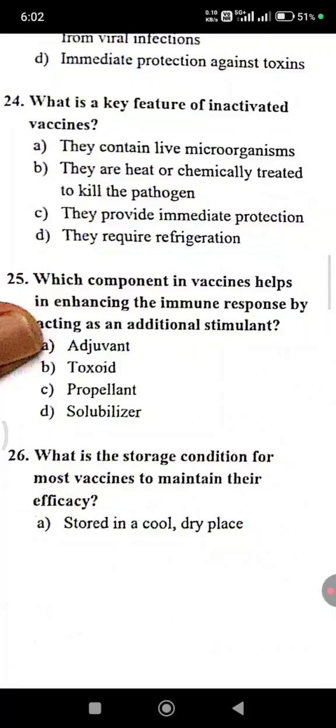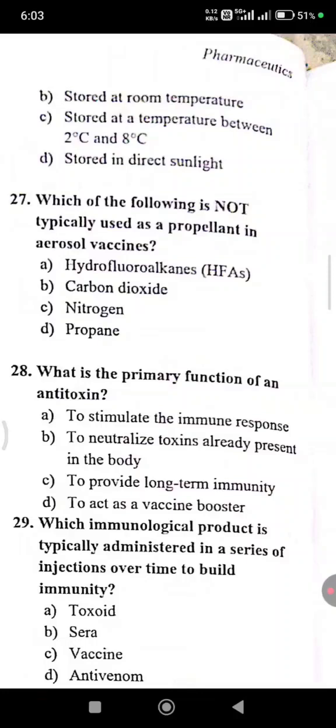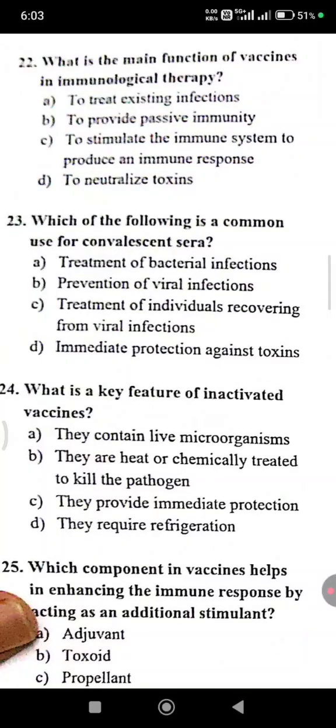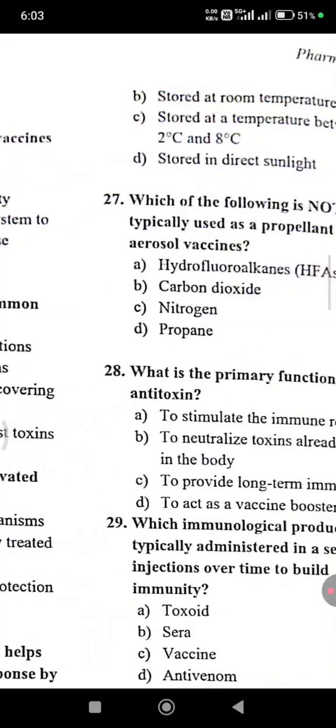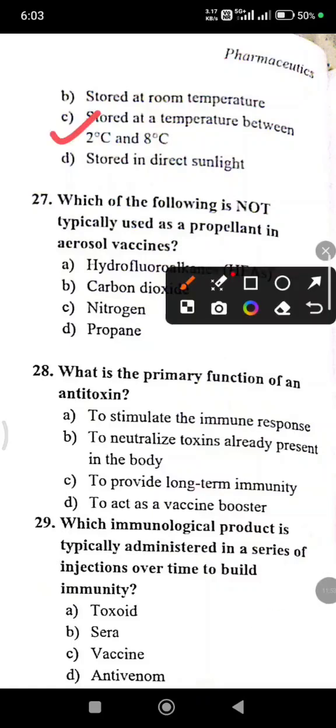What is the storage condition for most vaccines to maintain their efficacy? Option A, stored in a cool dry place. Option B, store at room temperature. Option C, store at a temperature between 2 to 8 degrees Celsius. Option D, store in direct sunlight. Option C is the right answer.